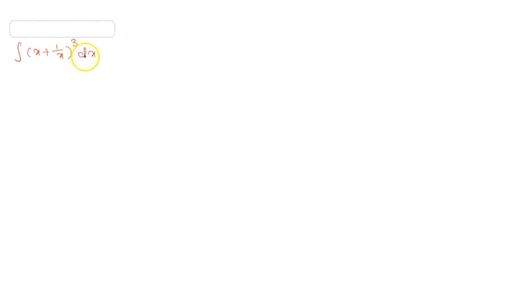(x plus 1 by x) whole cube. So here first we have the formula of (a plus b) whole cube. I am writing now (a plus b) whole cube formula: a cube plus 3a square b plus 3ab square plus b cube. That is the formula.